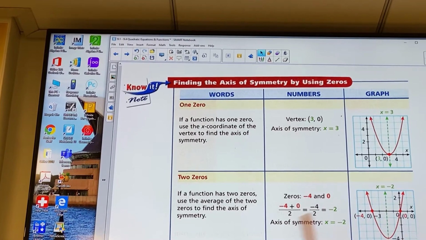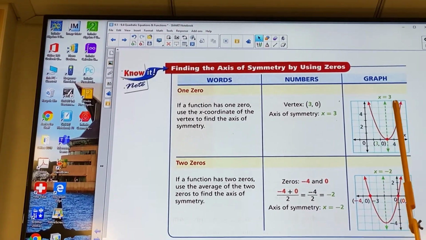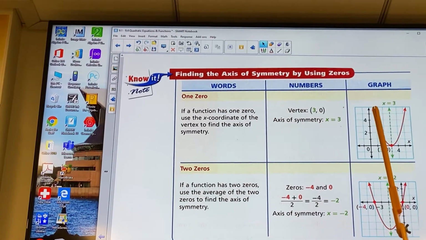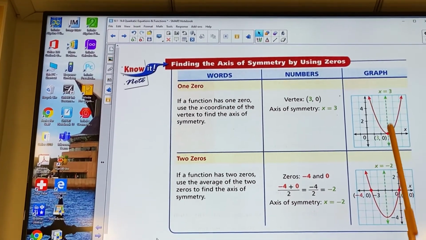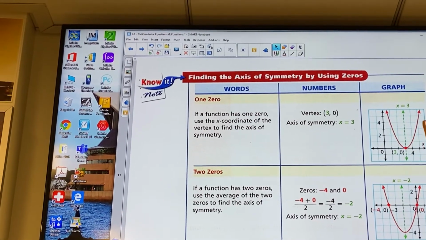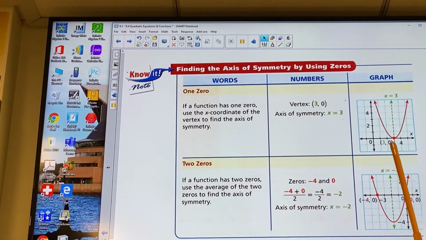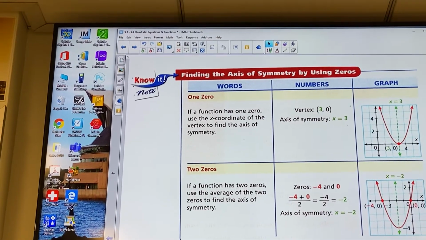The axis of symmetry is a line, this green line right here, that if you were to fold this parabola on top across that green line, say this was on a piece of paper, and you were to fold this piece of paper on that green line, this branch would fold right on top of this branch. That's called symmetry, right? That's why that green line is called the axis of symmetry.